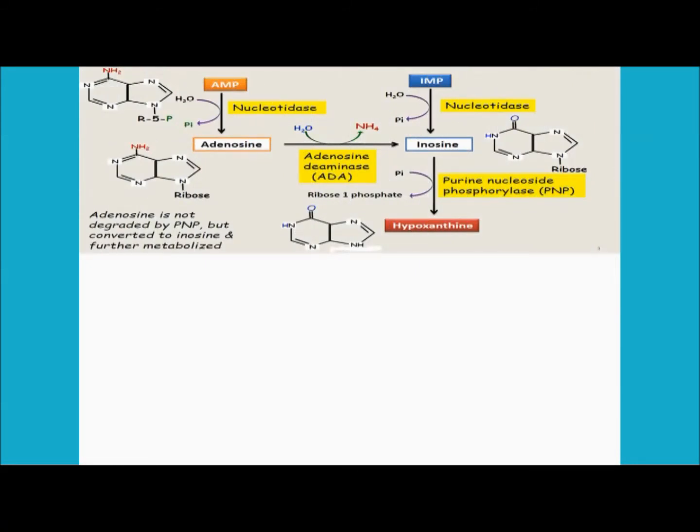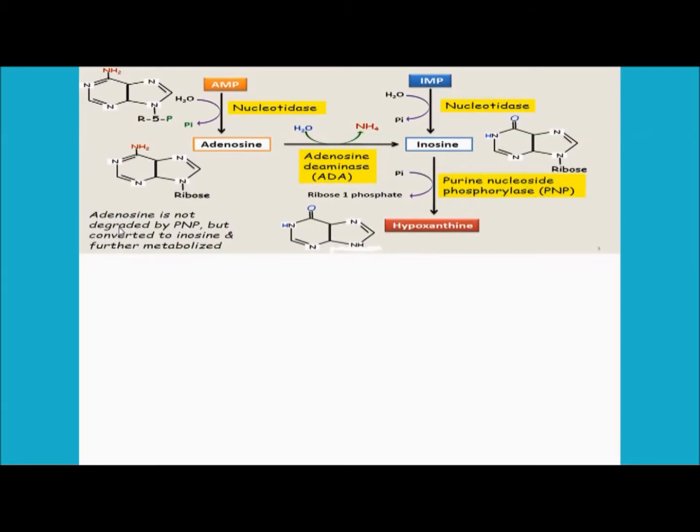Now let's start the next part. Here I am showing you the AMP. By virtue of the enzyme nucleotidase, it is going to get converted into adenosine. From here it is again going to convert into inosine. Inosine can also be formed from the IMP with the help of the enzyme nucleotidase, and finally it is going to get converted into hypoxanthine. Inosine gets converted into hypoxanthine by virtue of the enzyme PNP, that is purine nucleoside phosphorylase.